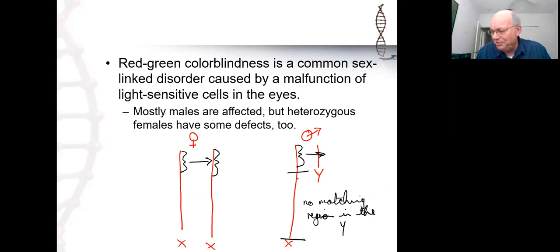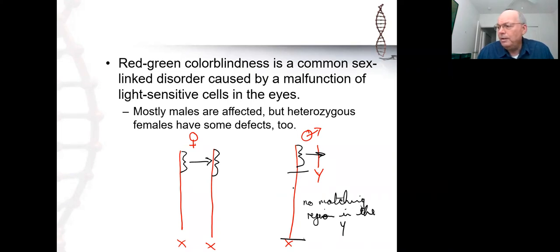So the big deal here is whatever alleles of the genes that are present in this region of the X chromosome are the alleles that the male is going to express. And red-green color blindness happens to be one of them. So the gene for red-green color blindness is located in this region. The gene for hemophilia is located in this region. The gene for a type of muscular dystrophy called Duchenne's muscular dystrophy is located in this region as well.